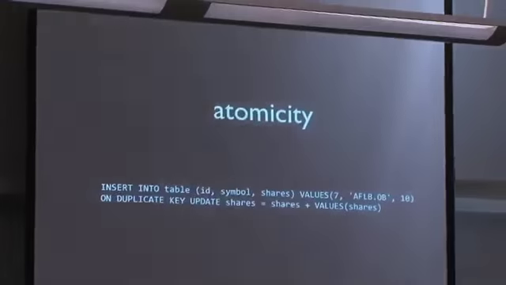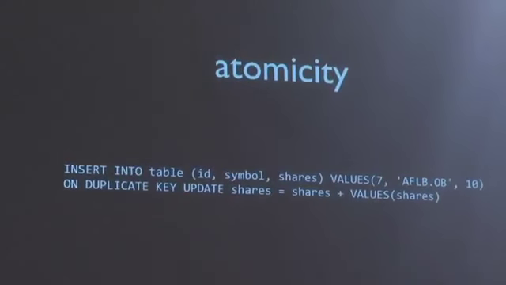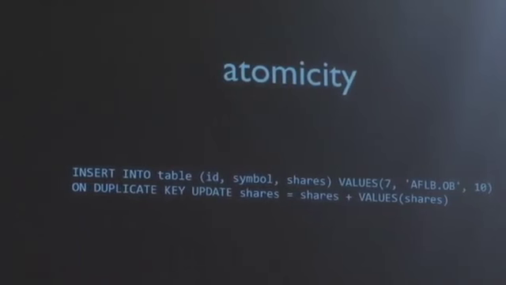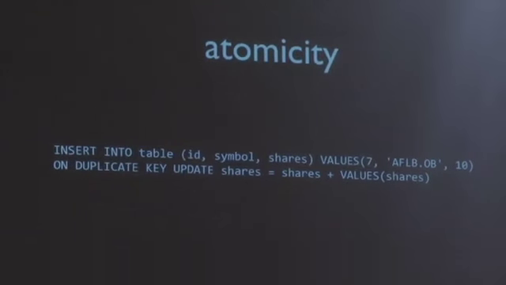This query is atomic, which means that it will either all execute or not at all. It will not be interrupted by any other SQL queries that touch that same table, which in this case is called table. So what does that mean? Well, this query, as you can kind of infer, is going to try inserting into the table an ID, symbol, and shares, those 3 specific values. But if there's a collision, in other words, if there's already a row in the table for user ID 7 trying to buy that penny stock AFLB-OB, well then it's instead going to increment the number of shares by this amount, which in this case is going to be 10.